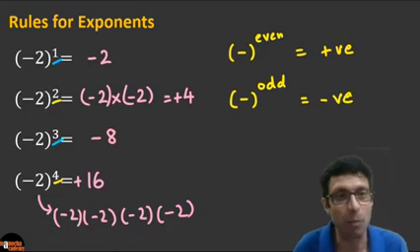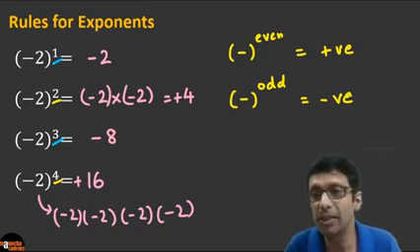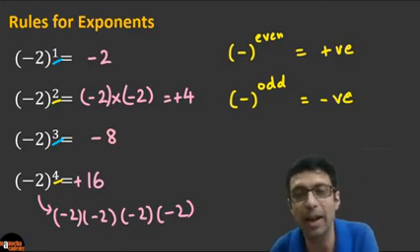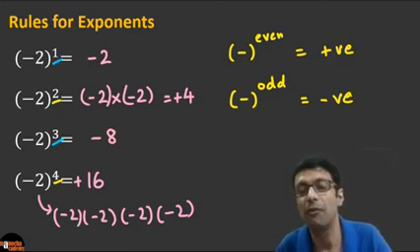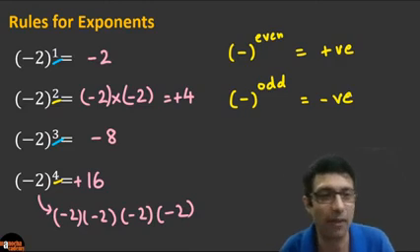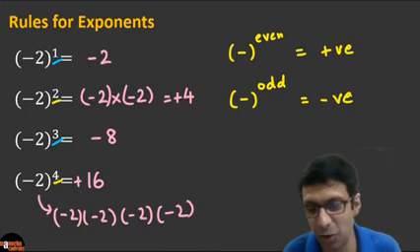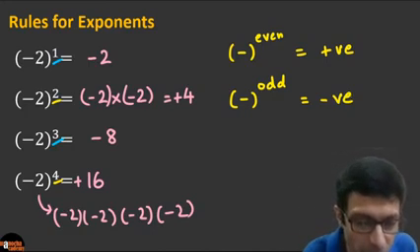Can you guys see? So minus 2 to the power of something odd will be negative, okay? Because in pairs it will cancel and one minus will be left, right? But when you have the even number, then you'll have a positive sign. Excellent. Clear, guys? Okay. So please remember this very important rule, right?